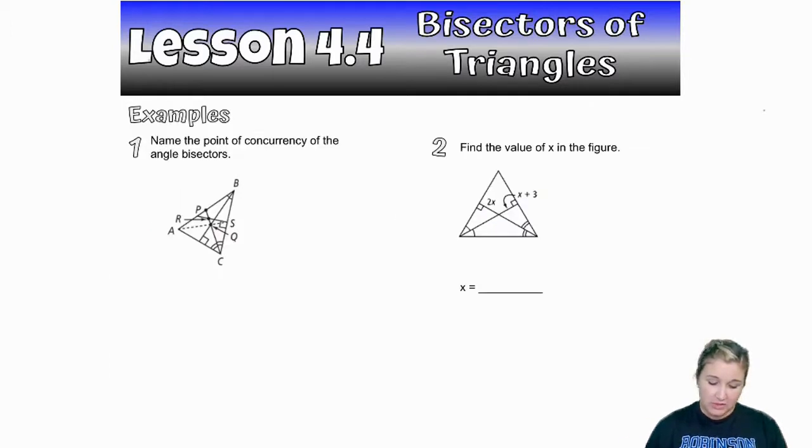So what we're going to do here is name the point of concurrency of the angle bisectors. Where do the angle bisectors cross and what is it called? The angle bisector, remember, cuts the angle into two congruent angles. So it's going to come from the angle there. We have this line here, which would be CP, and B. This right here is going to be called the incenter, and that is at point Q. That's the point of the angle bisectors.